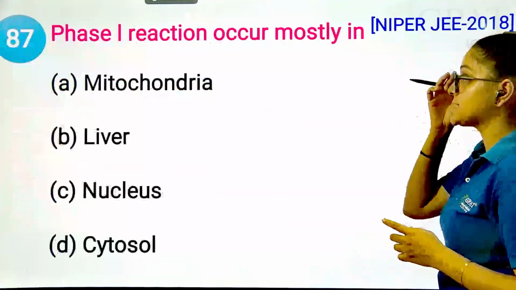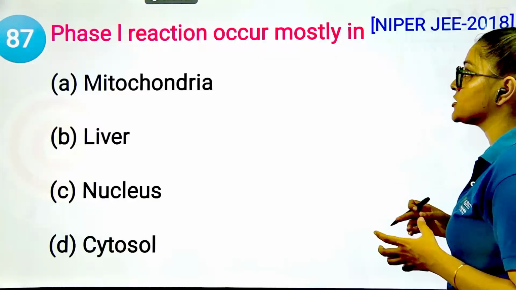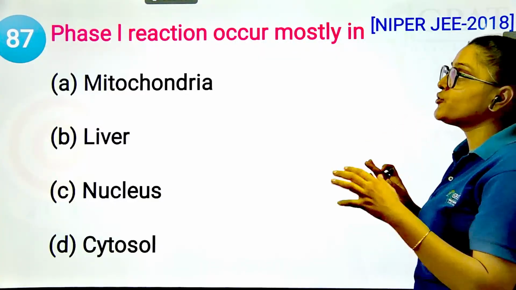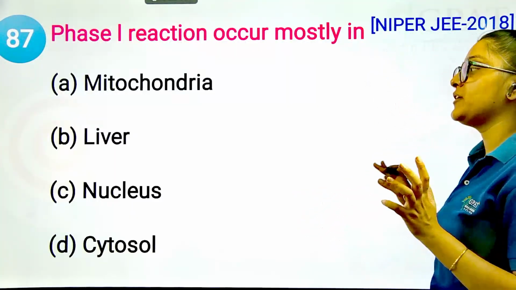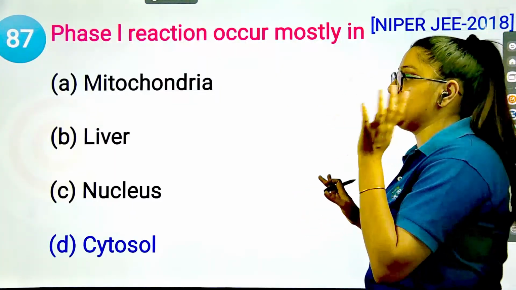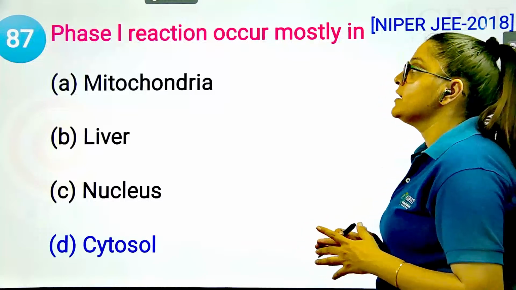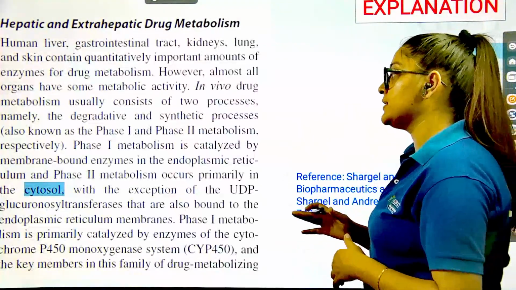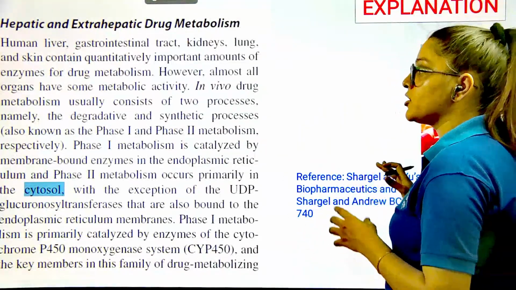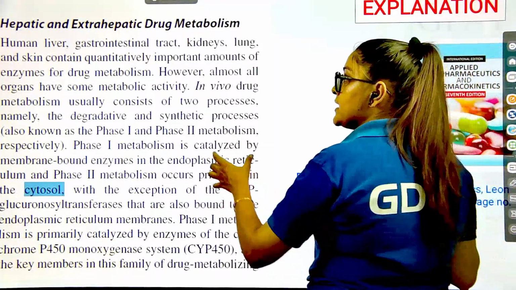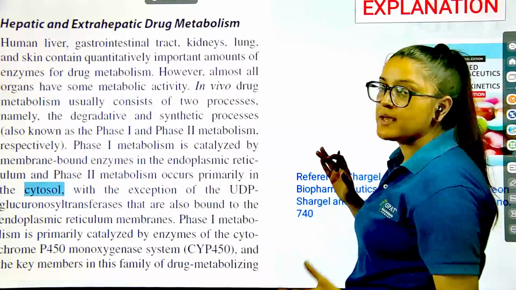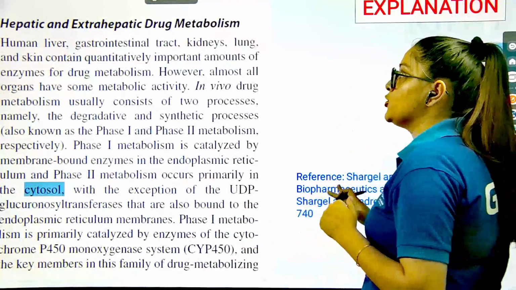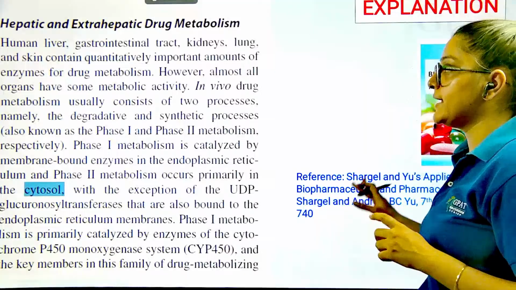Okay. Next, phase 1 reaction occurs mainly in. So phase 1 reaction mainly occurs in the cytosol part and the phase 2 reaction occurs mainly in the mitochondrial region, right? So phase 1 reaction is mainly in the endoplasmic region and phase 2 metabolism is mainly in the cytosol.